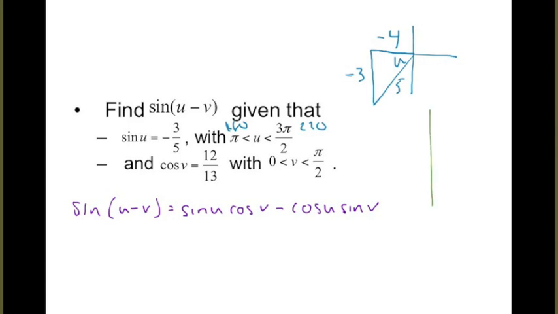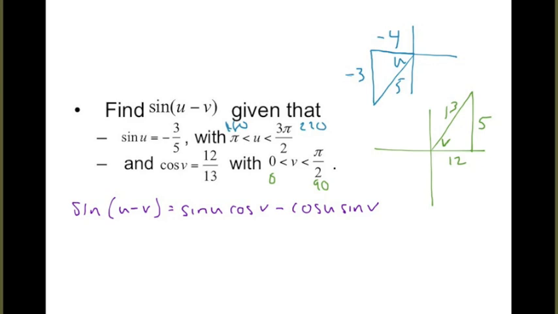Then we're going to draw a triangle for V. V is between 0 and pi halves, which is 90. So V is somewhere in that quadrant. Its cosine, adjacent over hypotenuse, is 12 over 13. And we can use the Pythagorean theorem to find the missing side there. Now what we want to do is evaluate this problem using those two pictures.